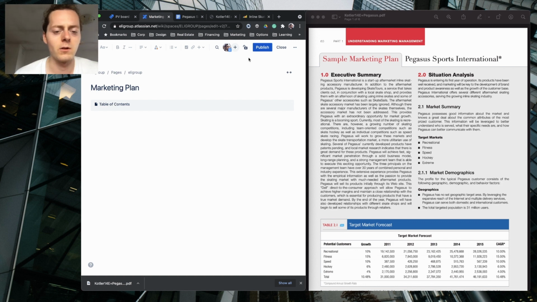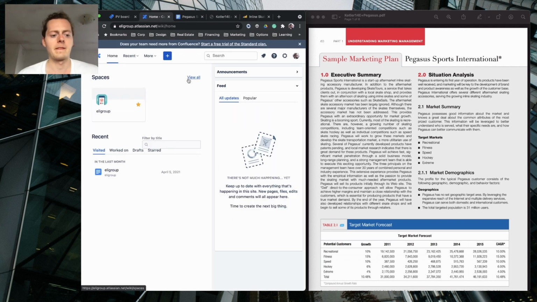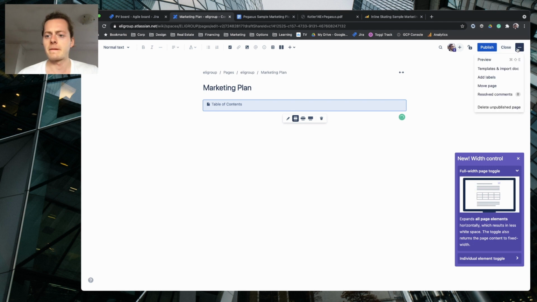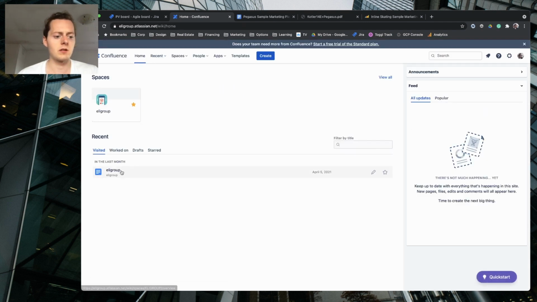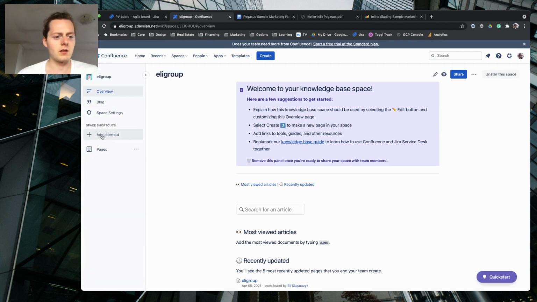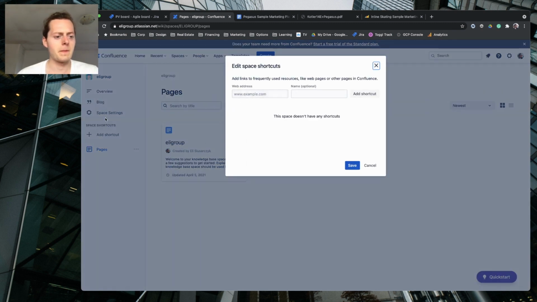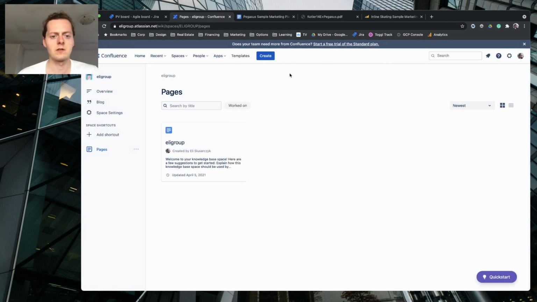I'm gonna create a folder. Move page to. I think I have to create it in a different way. So I'm gonna table of content. I'm just gonna close it, and I want to create a folder. And I don't remember how to create a folder. So perhaps not shortcuts. Space settings, overview, create.